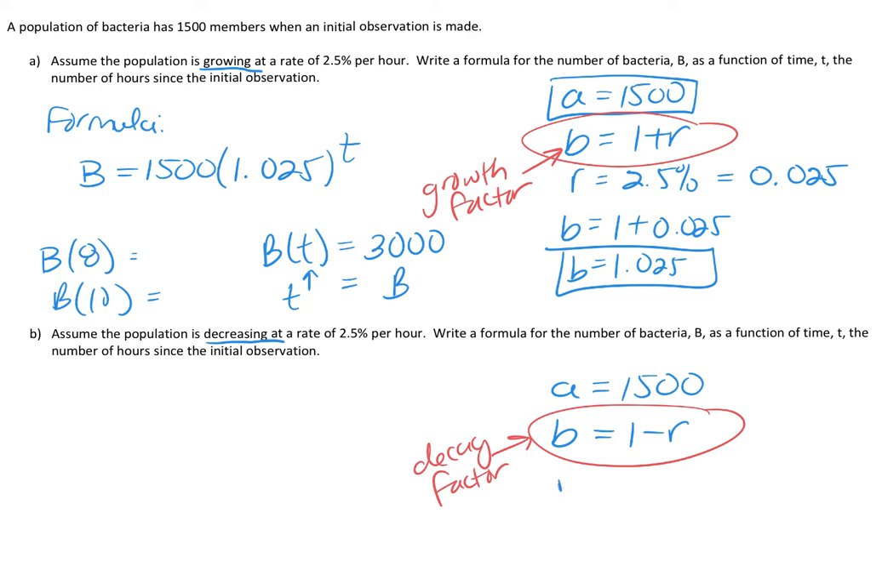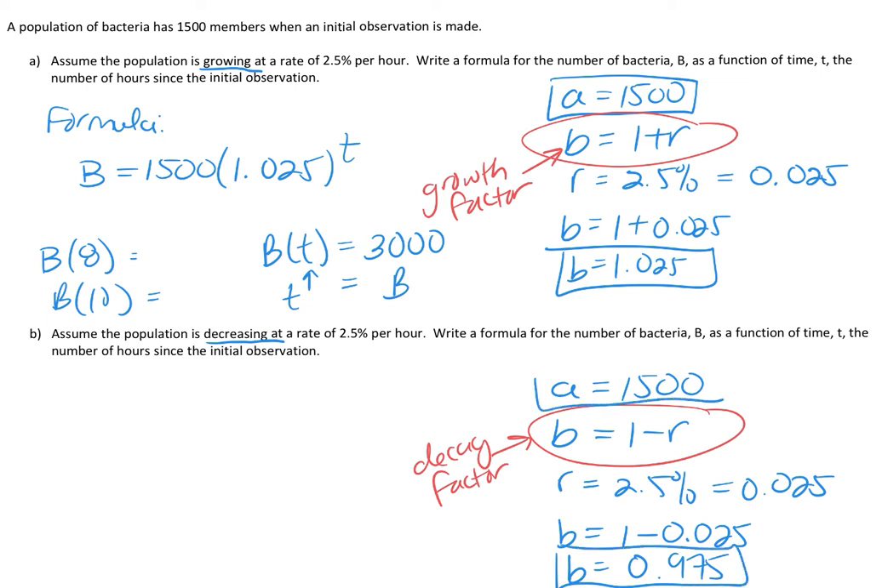So using the same rate, 2.5% per hour, convert that to its decimal equivalent. And then here, our decay factor is going to be 1 minus 0.025. If we put that into our calculator, 1 minus 0.025, we get a decay factor of 0.975. So now we have all the information that we need to write our formula. The formula here would be B is equal to 1,500 times 0.975 to the T power.